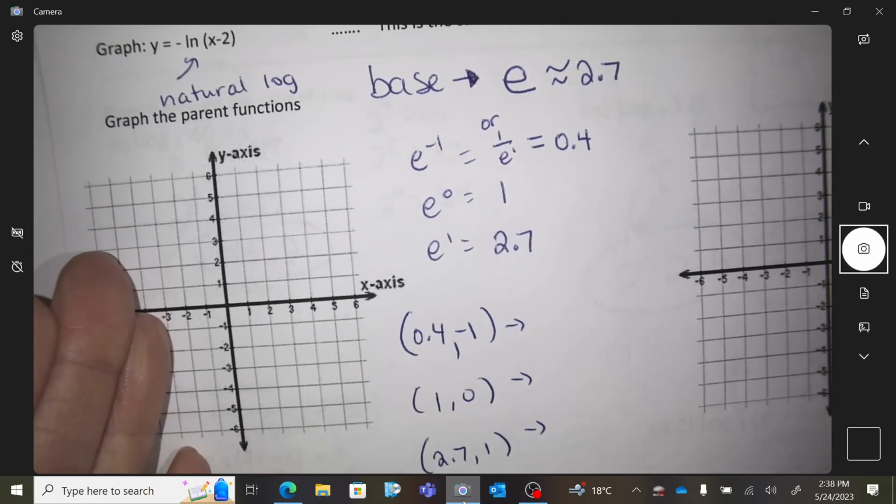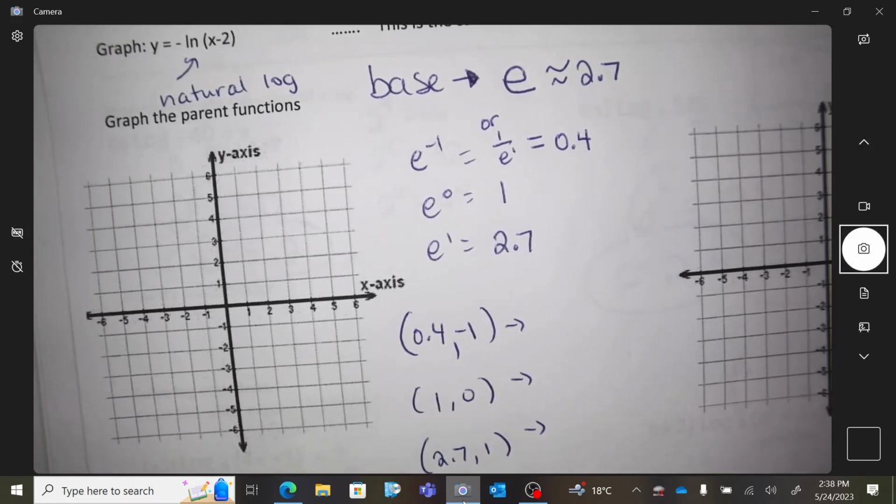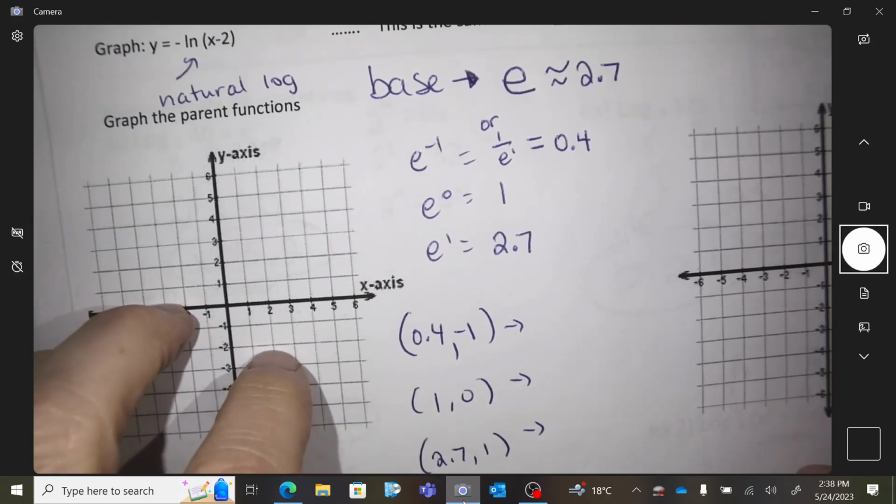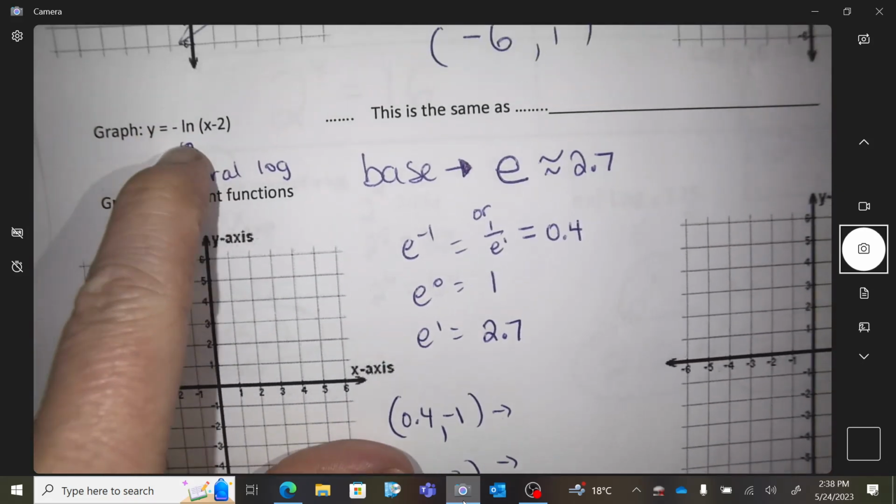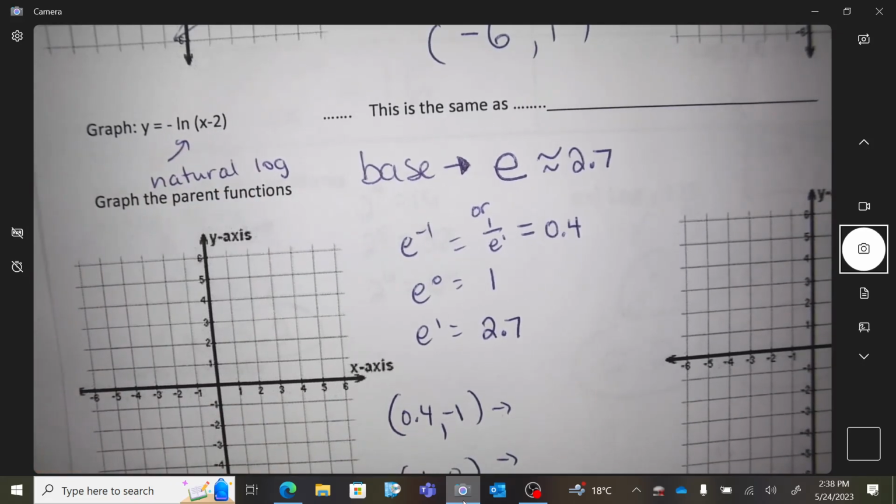Those would be on my parent graph. Are you okay if we skip that step and just do the final graph? What do you mean parent graph? Like if I just graph this before my transformations. I'm just going to skip that step.